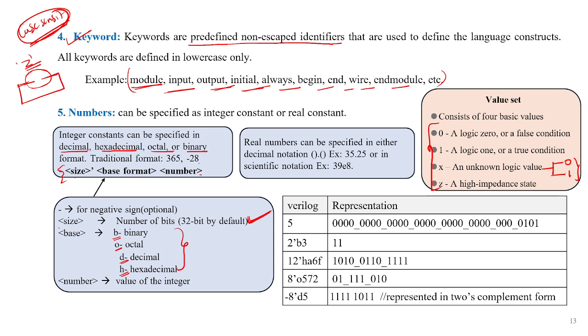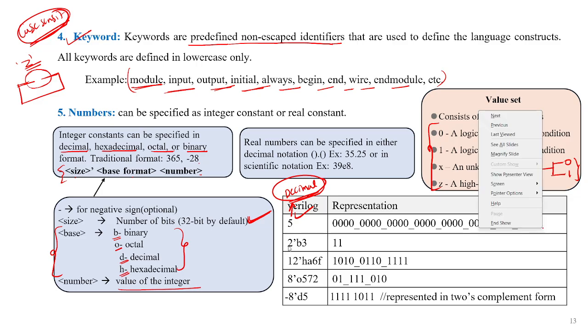We already saw this in the digital number systems. The number is my integer value. Suppose you give 5 without specifying any size or base format. By default the compiler will take it as decimal, and internally it will store in terms of 32 bits. The underscore is for readability, separating the 4 bits. All are 0 only, and these last 4 bits are 0101.